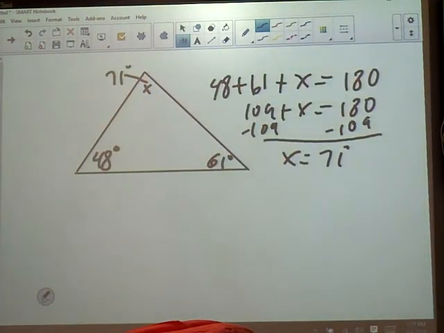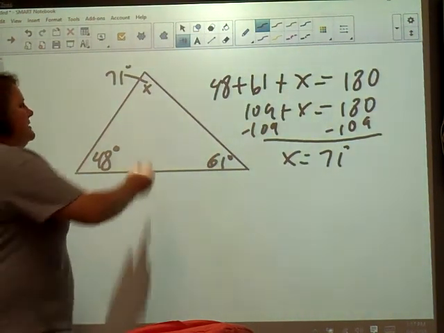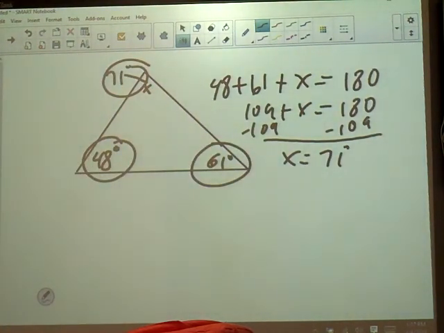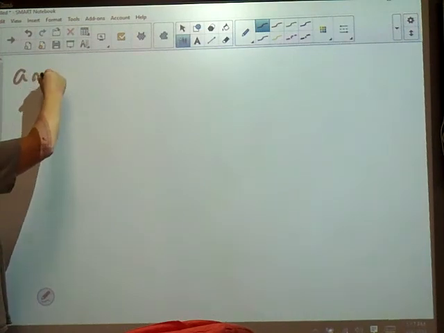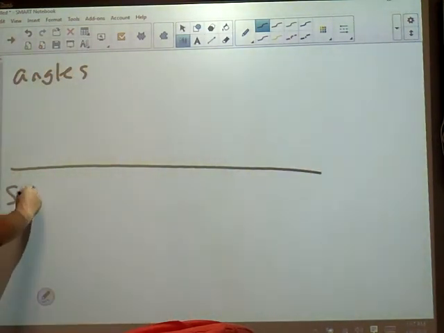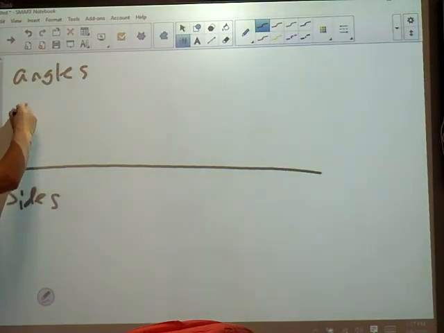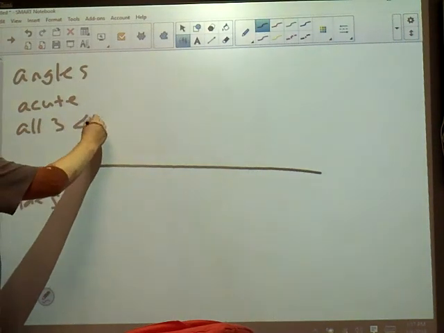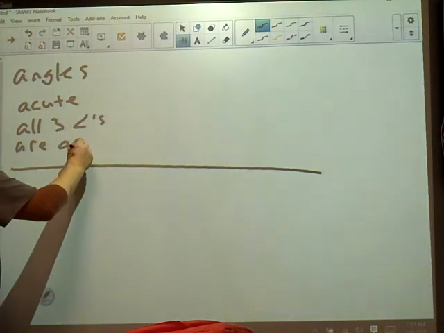So just an easy review. You did good on the stuff in geometry. Now, based on angle sizes, I'm not worried about the side lengths. I'm only talking about angles. How would that triangle classify? What would its name be based on those angles? Acute. Very good, Keston. So we can classify triangles based on angles and based on sides. By angles, it's an acute triangle if all three angles are acute, less than 90.